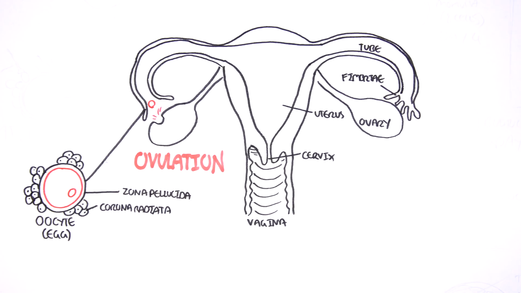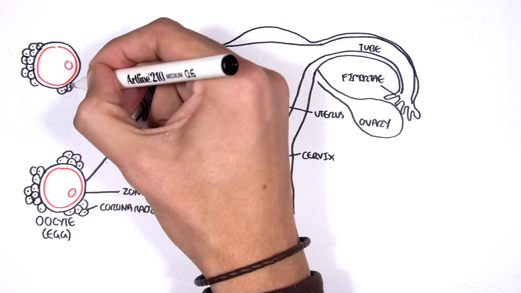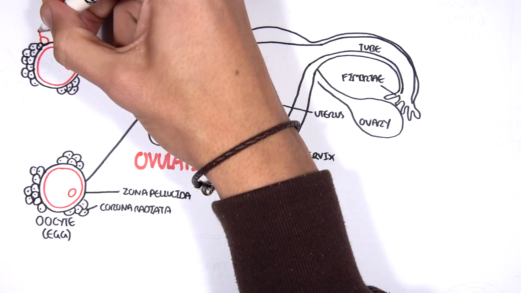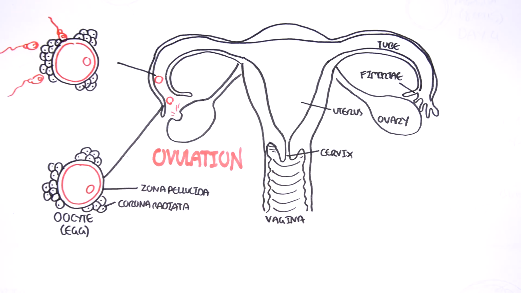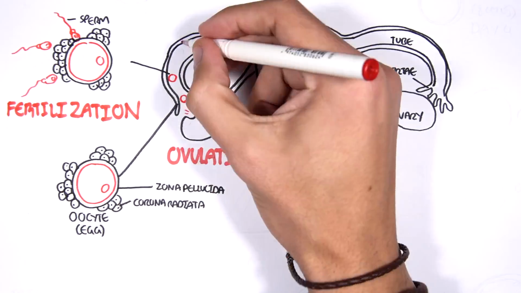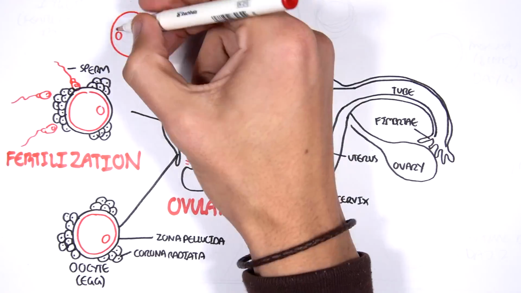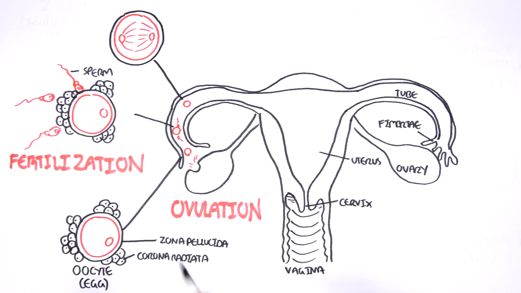If this oocyte, this egg, is not fertilized by a male sperm, basically a period occurs. However, if there is sperm swimming along in the uterine tube, and the sperm meets and penetrates the oocyte, this process is then known as fertilization. The sperm is able to penetrate the zona pellucida using special enzymes on its head. Anyway, once fertilization occurs, a zygote is formed.